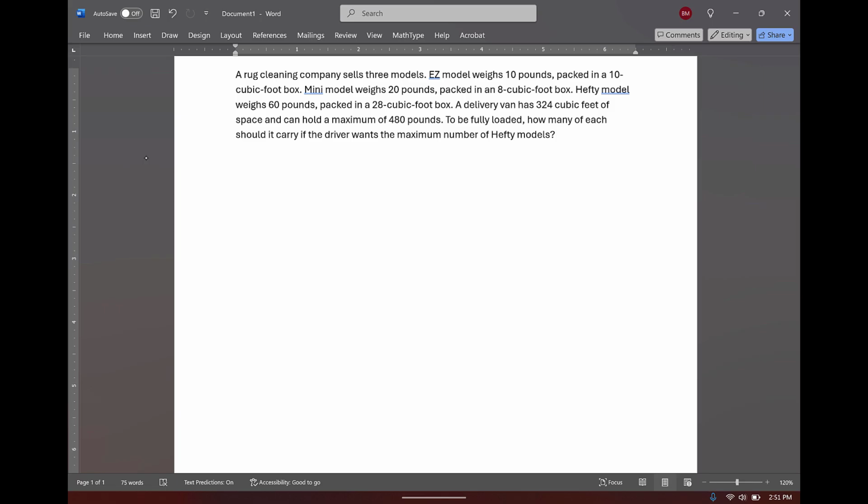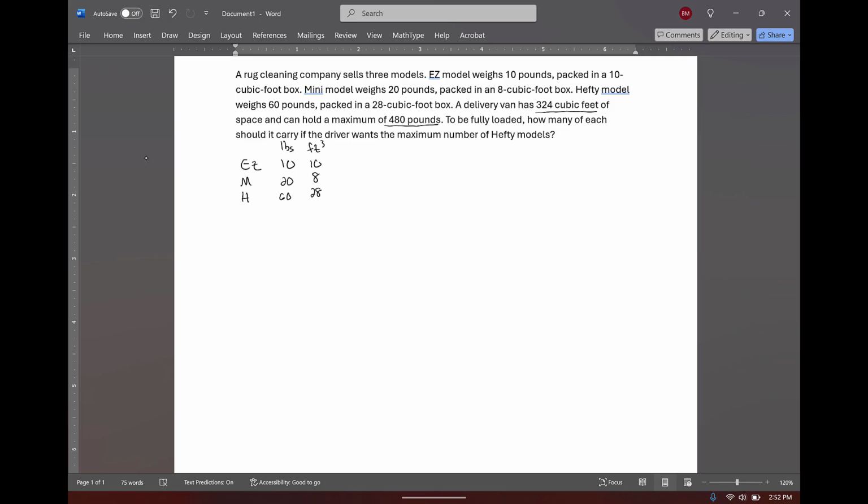Okay, so if we just take a look for a moment, we're given information about the easy model. The easy model weighs 10 pounds and is in a 10 cubic foot box. Let's talk about the weight here, and let's talk about the cubic foot size. So easy model, 10 pounds, 10 cubic feet. The mini model, let's use the letter M for mini, weighs 20 pounds and is in an 8 cubic foot box. And then the hefty model, let's say H for hefty, is 60 pounds and comes in a 28 cubic foot box. So the two constraints that we're given are that the delivery van has 324 cubic feet of space and can hold a maximum of 480 pounds.